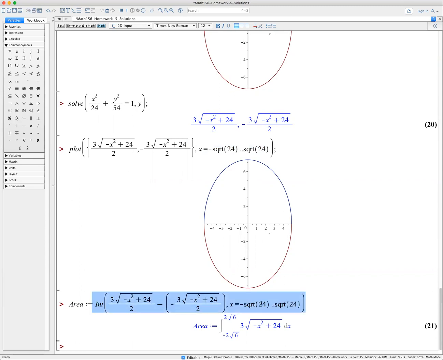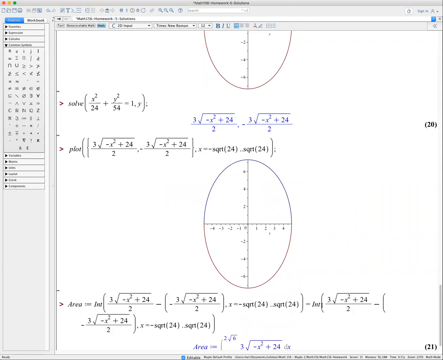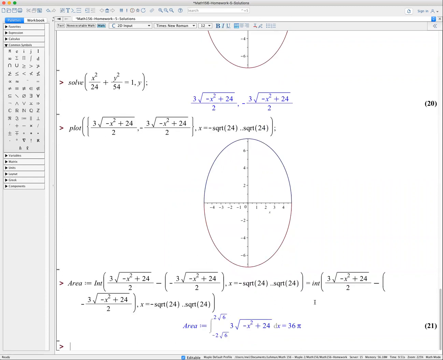And what is it equal to? I just write the same thing with a lowercase I. And it's 36 pi. It's very pretty. That is, I believe, all of homework 5.